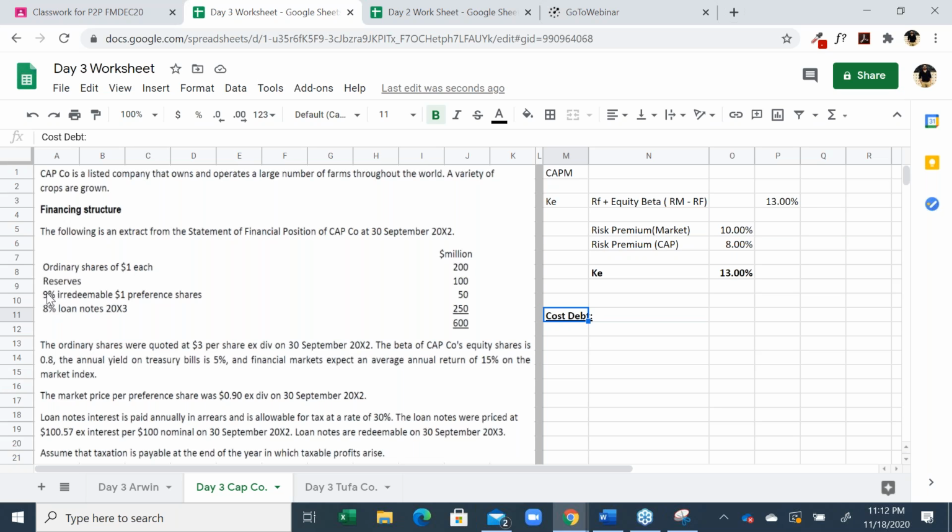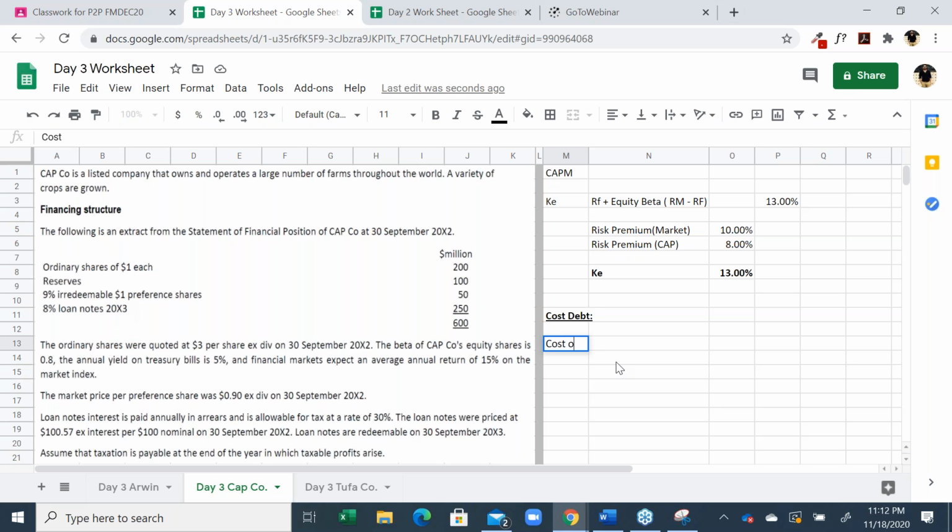There are 2 types of debts, right? And we have to calculate the cost of debt for these 2 separately, right? For these 2 types of debts separately. So first of all, let's calculate the cost of debt of the irredeemable preference shares.